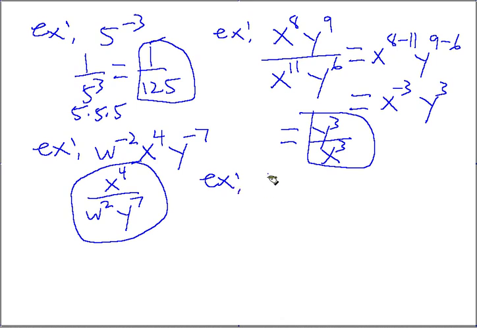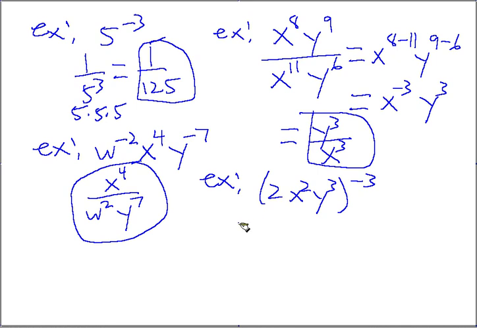Let's try this one. Let's look at 2x squared y cubed, all that to the negative 3rd power. All right, let's interpret that statement here. I need to apply the negative 3rd power to what? These 3 factors inside. I need to apply it to the 2, the x squared, and the y cubed.